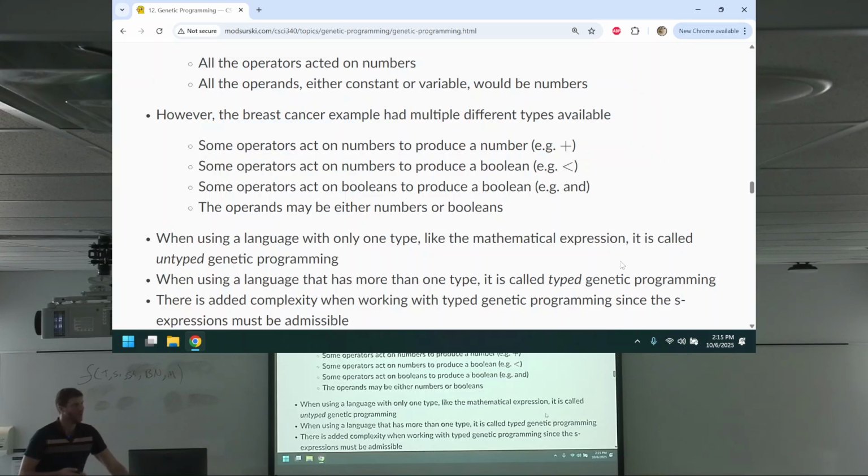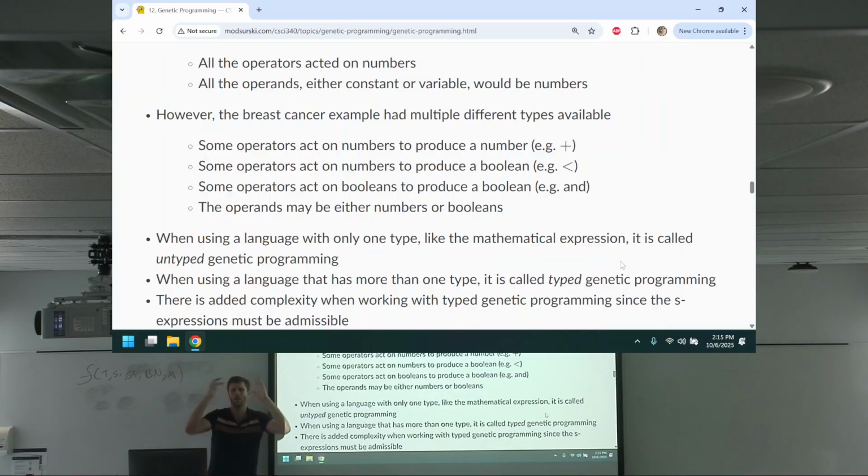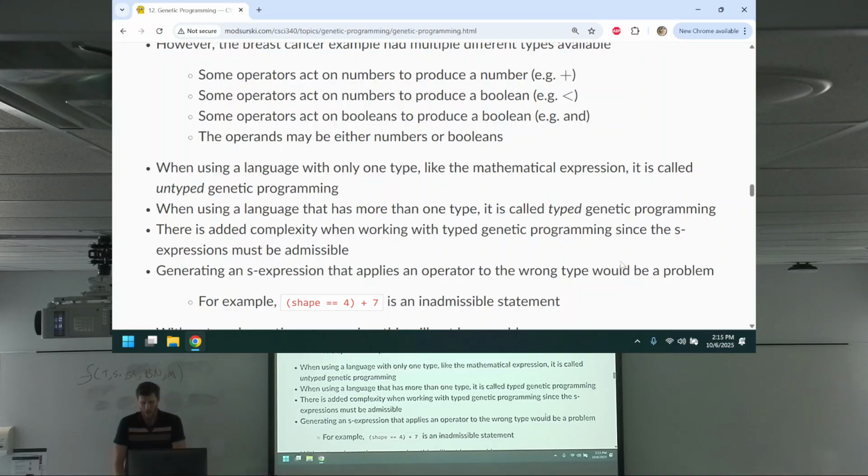It's really popular, and you're going to use that as your genetic programming system. It's going to make your life a lot easier. So when you're thinking, oh, types, now I'm going to need to check how many, no, the system will take care of a lot of that stuff for you, so don't worry too much. All right, so back to typed and untyped. When using a language with only one type, it's untyped; when more than one, it's typed. And generating an expression that applies an operator to the wrong type would obviously be a problem.